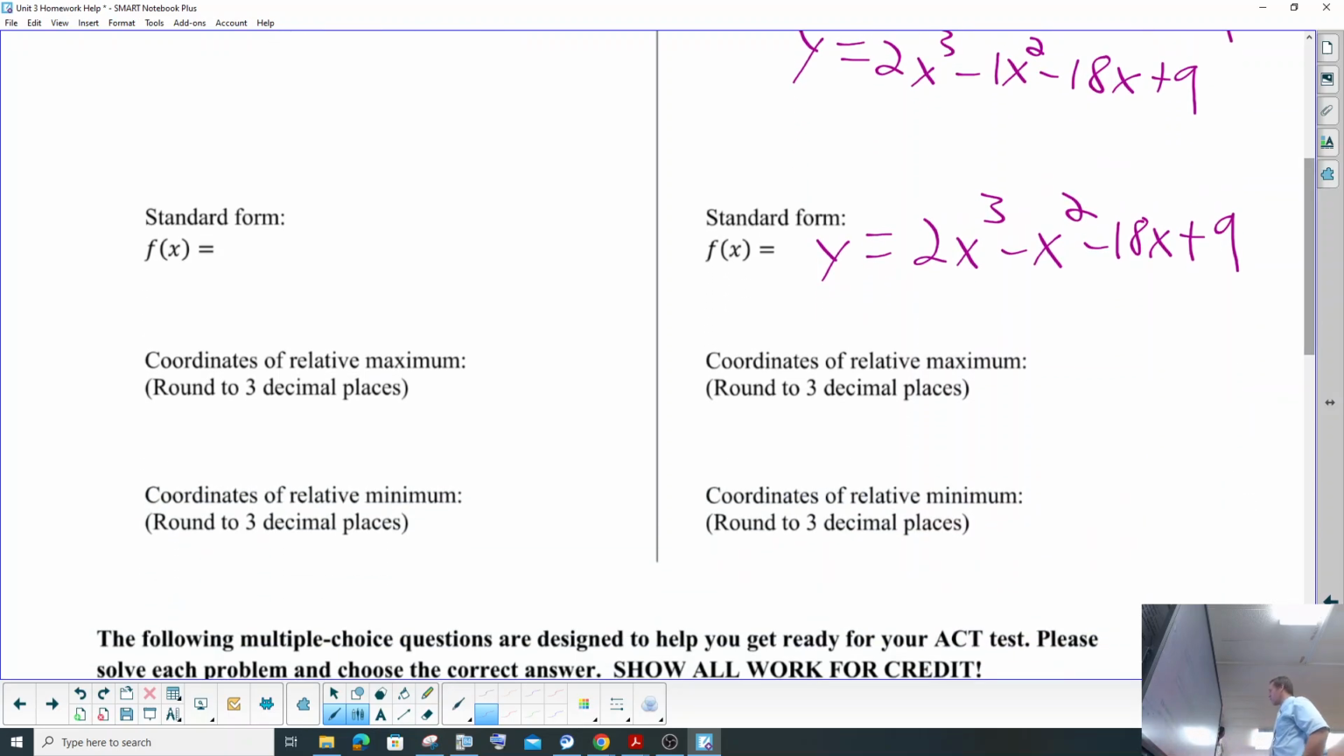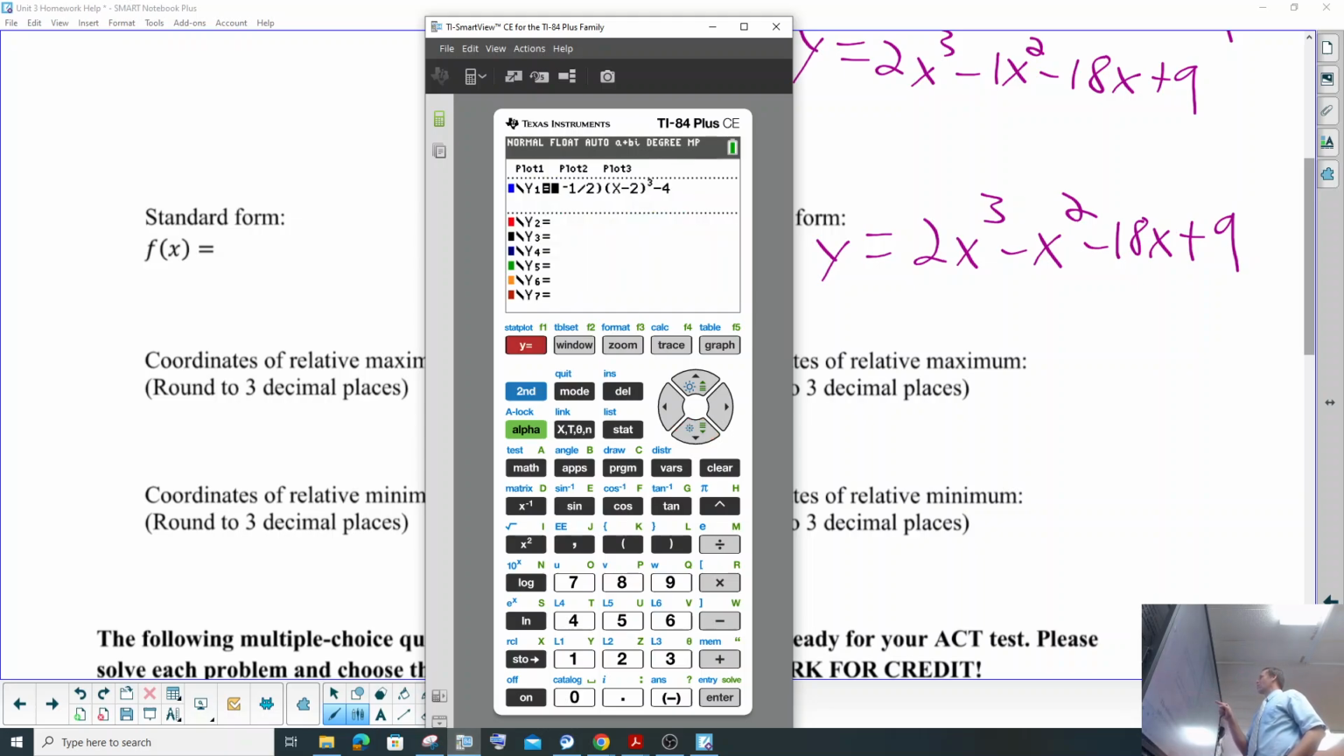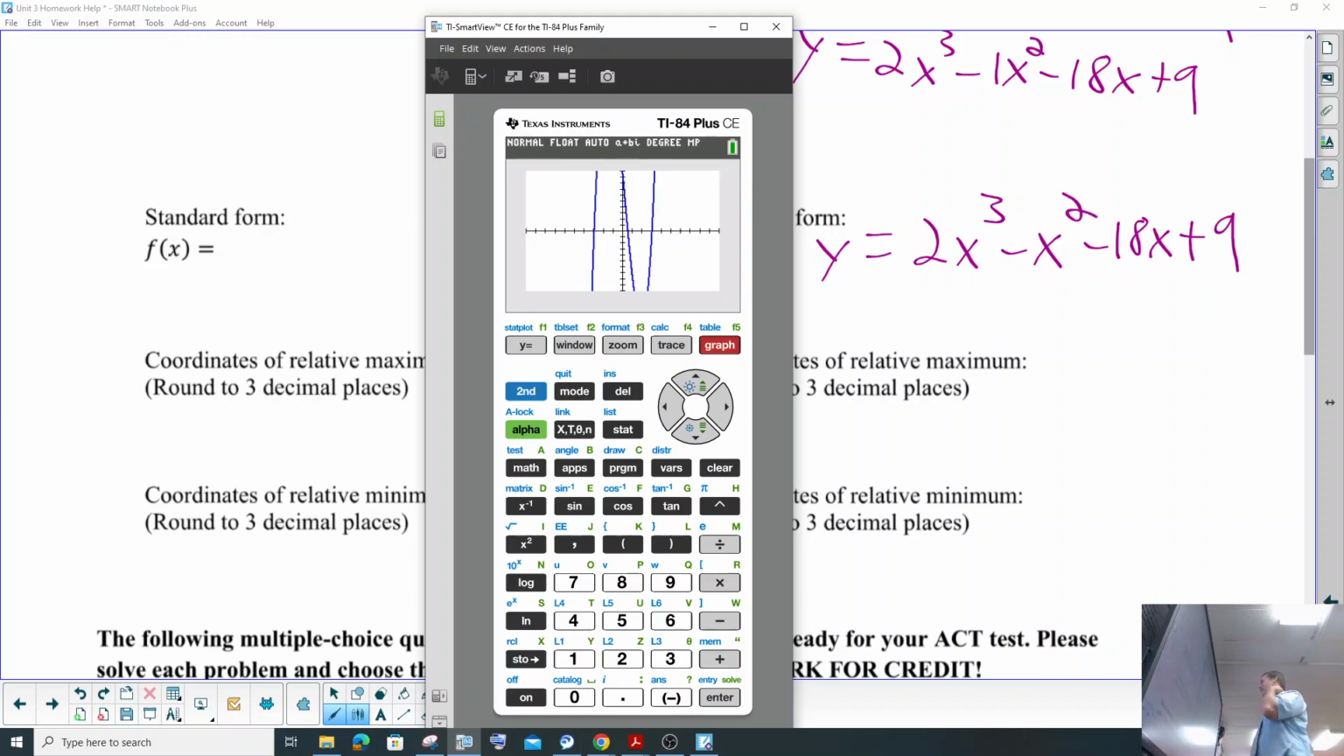What are the coordinates of the relative maximum and relative minimum? You're going to have to get out your calculator or go to SageCalc. You can do this at home, your homework. Go to y equals and type in that function: 2x to the third power, minus x squared, minus 18x plus 9. And so then we graph it.